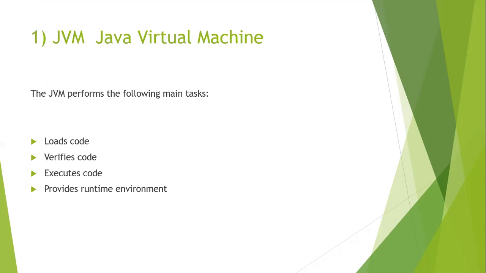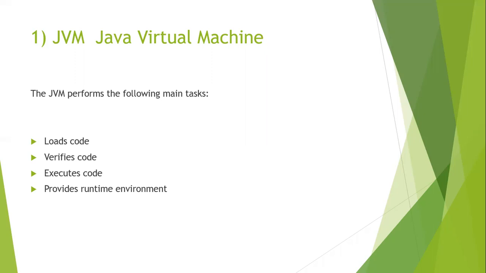JVM is a Java virtual machine. JVM is an abstract machine. It is called a virtual machine because it doesn't physically exist. It is a specification that provides a runtime environment in which Java bytecodes can be executed. It can also run those programs which are written in other languages and compiled to Java bytecode.